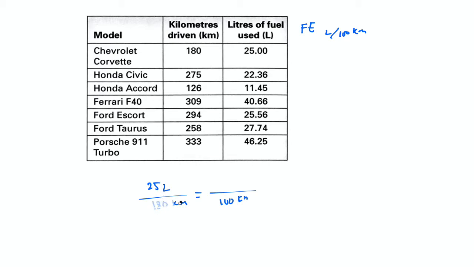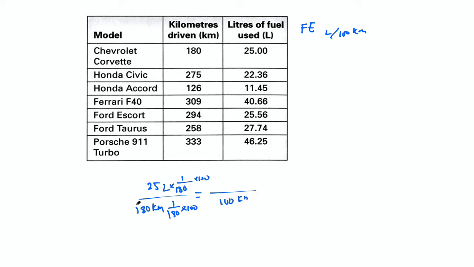What I can do, and this works for each of these questions, is take the kilometers driven and multiply top and bottom by the 1 over version of that. So 1 over 180. If I do that, the bottom becomes 1 kilometer. Then I have to multiply by 100.